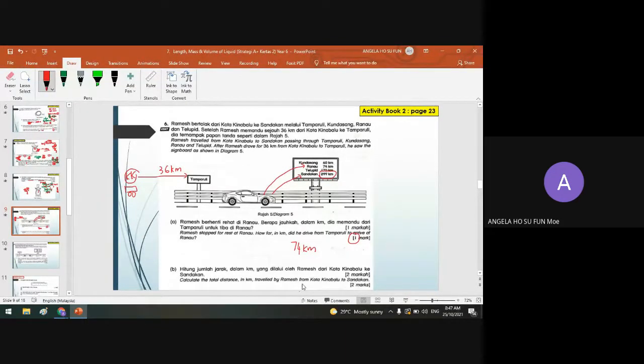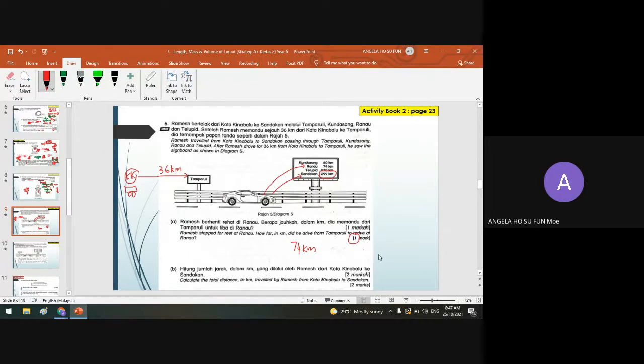How are you going to do this? How do I know that from KK? Okay, KK to Tampaluri, I repeat again, 36 kilometer. From Tampaluri to Sandakan is 299. If I want to go from KK to Sandakan, what shall I do? 36 kilometer plus 299 kilometer.